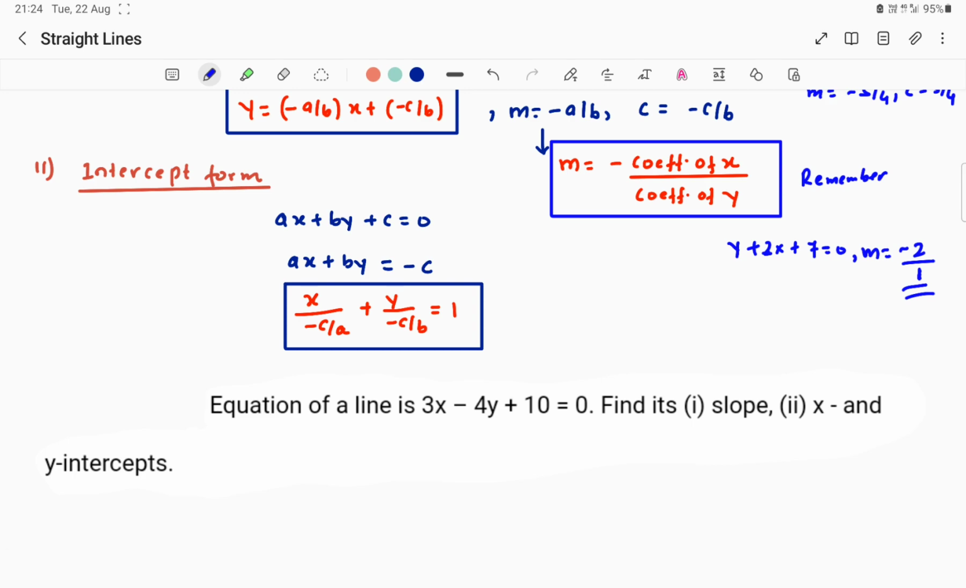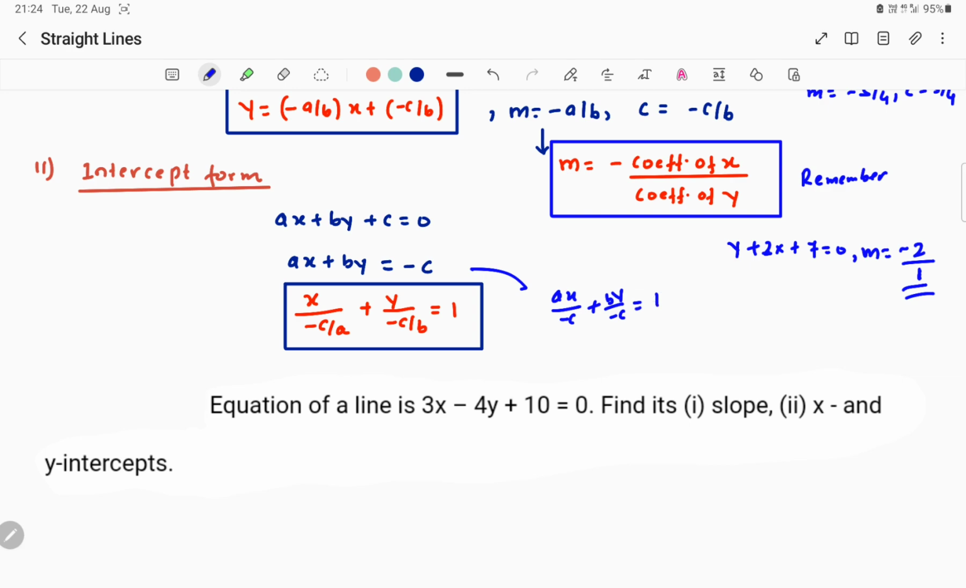Okay. The next we have is intercept form. So intercept form looks like what? x/a + y/b = 1, isn't it? Means on the right side 1 should come. So what can we do with this equation? We can send the c on the right side and divide by -c on both sides. So we will get ax/(-c) + by/(-c) = 1.